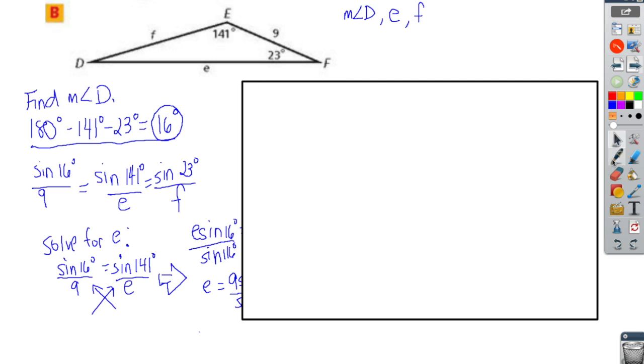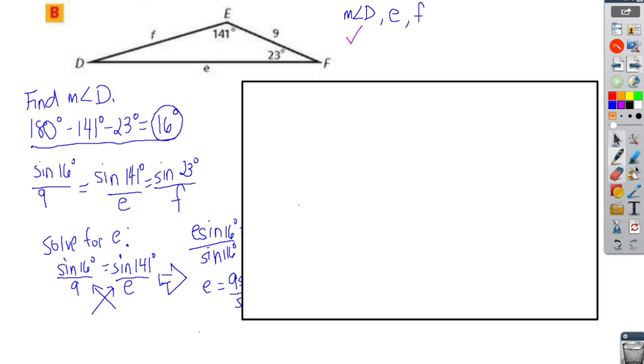So we're going to put a check mark on that one, signifying that we found it. Next, we can set up the law of sines, like so: sine 16 over 9, sine 141 over E, and then sine 23 over F. Notice how we've incorporated the 16-degree measure now. From here, you decide whether you want to solve for E or F first. In this case, I've decided to solve for E first. I set up the ratio for E equal to sine 16 over 9, because it's complete information and I should only have one variable missing at a time. That's why I can't set it up with F.